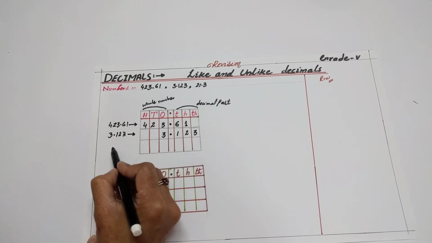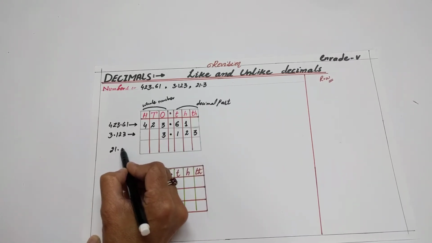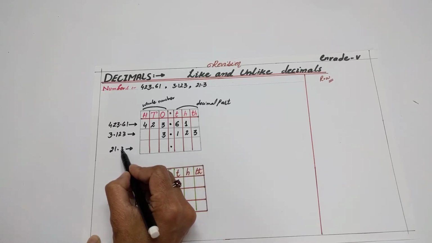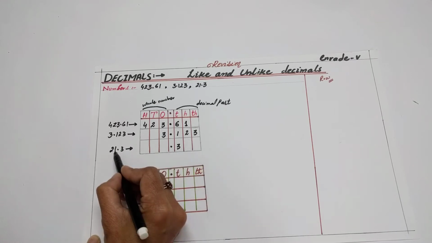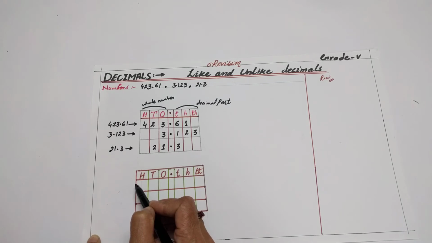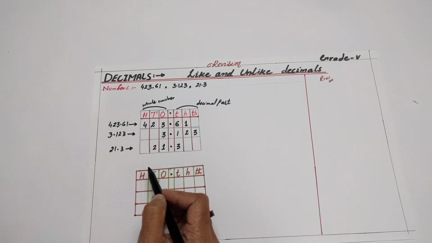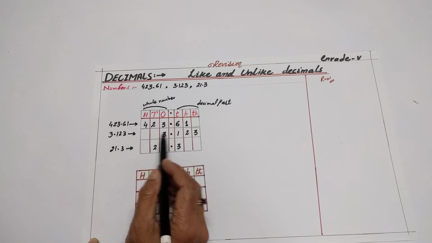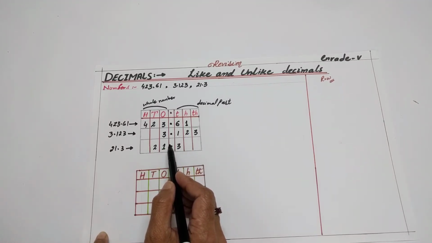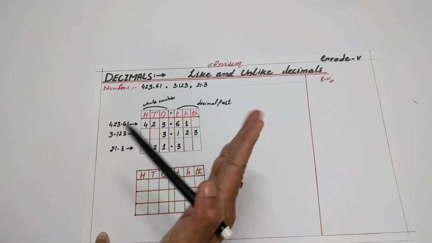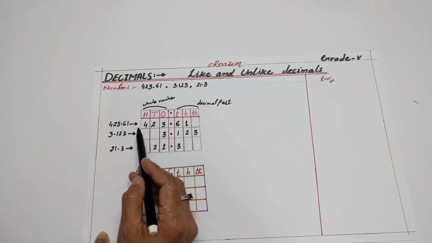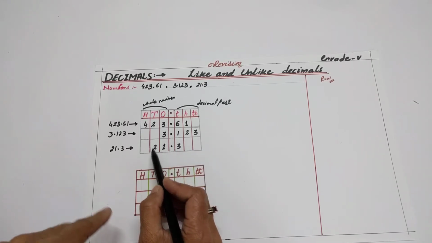Come to the third number. Our third number is 21.3. So decimal point under the decimal point. Right side first digit is 3, left side first digit is 1, and second digit is 2. Clear? So this is the way to set these decimal numbers in the place value chart. First step is to put the decimal point under the decimal point, and then the best way is to firstly fill the right side of the decimal part and then fill the left side of the decimal number.